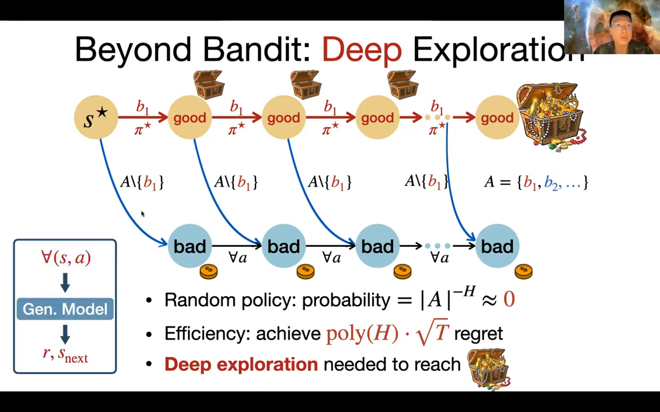I would also like to remark that suppose we have a generative model which takes any state action pair as the input and outputs an immediate reward and the next state. Then this challenging exploration task can be very easy to solve. We just enumerate all possible states and actions and see what the immediate reward and the next state are. Then we can easily identify that this path is the optimal trajectory.